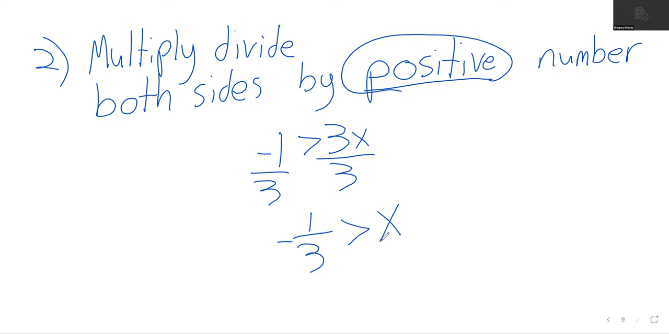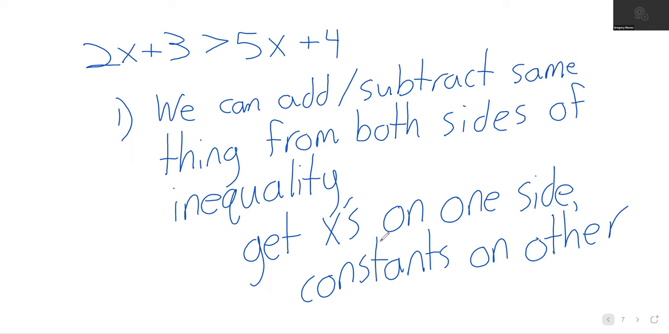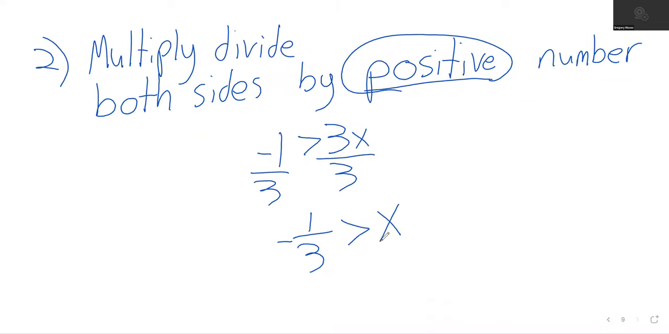Every number less than negative 1/3 is a solution to this inequality. And we'll talk about writing down our solutions in just a moment. But does everybody buy what's come so far? Does this make sense to everybody?